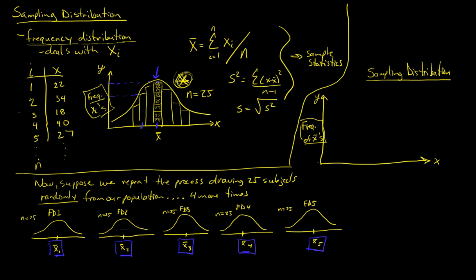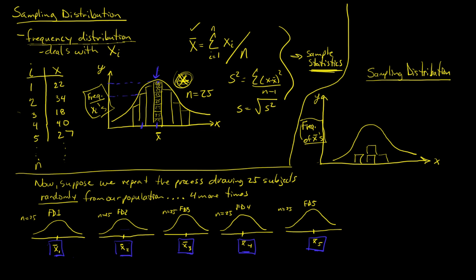Now we could come over here and plot all these scores and say maybe x bar 1 was here, x bar 2 was the same score, and x bar 3, x bar 4, and so forth. But these would create a distribution of x bars, and we call this frequency distribution of x bars a sampling distribution. We call it a sampling distribution because it's based on what? Sample statistics. So if you go back over here, what are sample statistics?